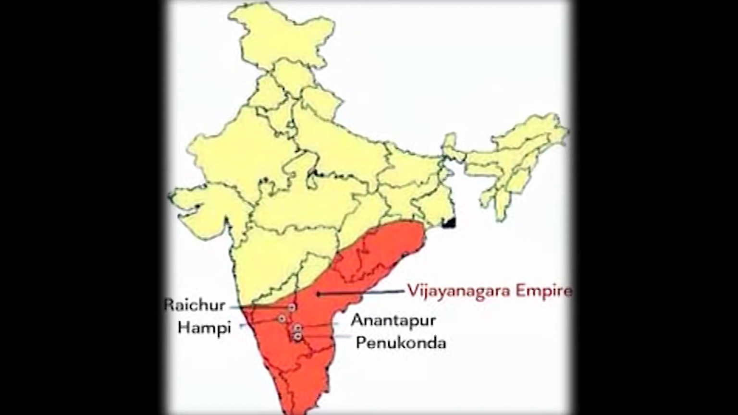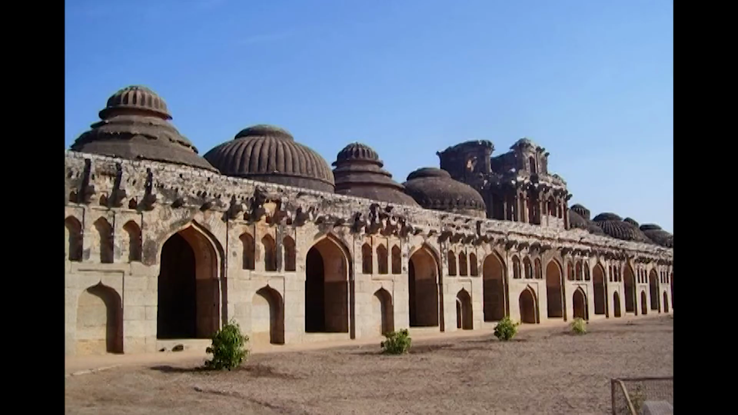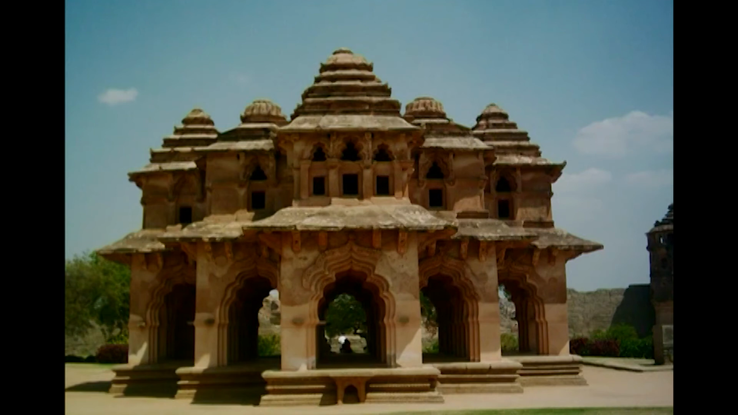There also you find a fine blending between the Indian Hindu elements and the Islamic elements. One of the best examples can be the elephant stable in Hampi, which is the capital of Vijayanagar. Then in the Lotus Mahal also you find a fine blending of the Indian and the Islamic elements. Now, what are these Indian and the Islamic elements?